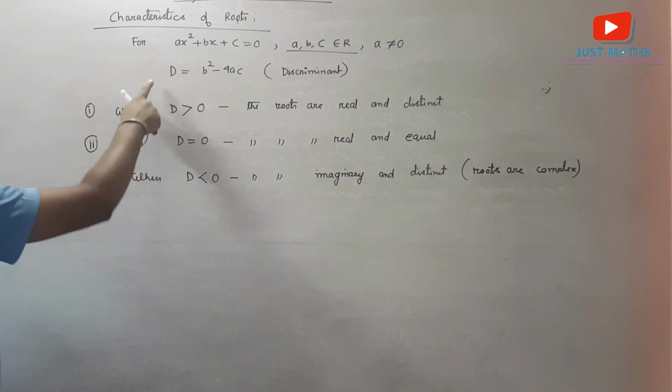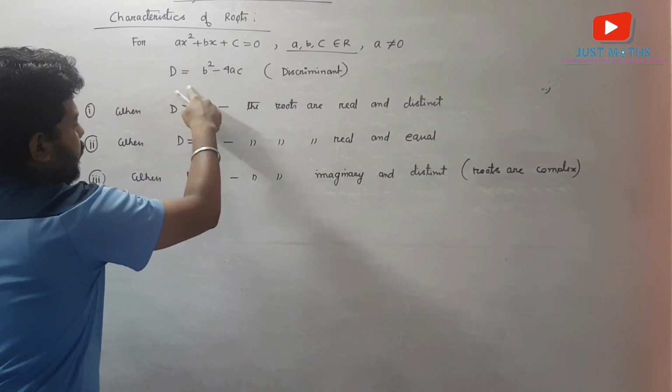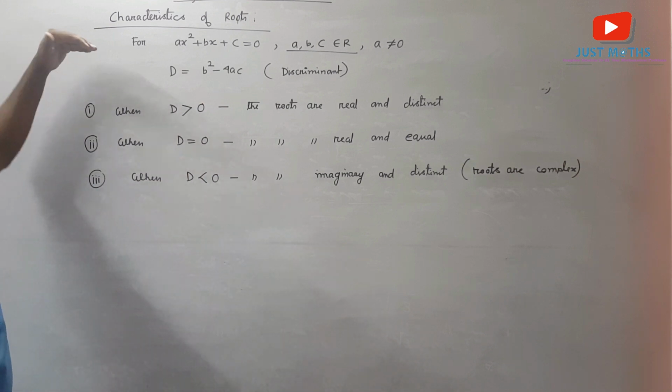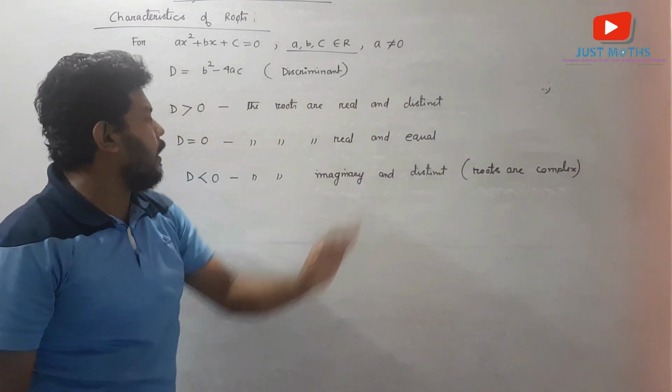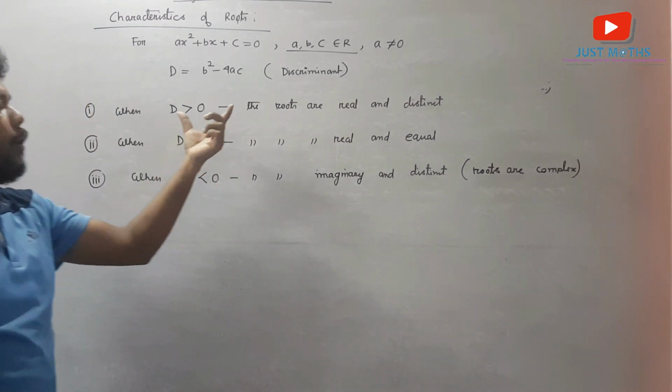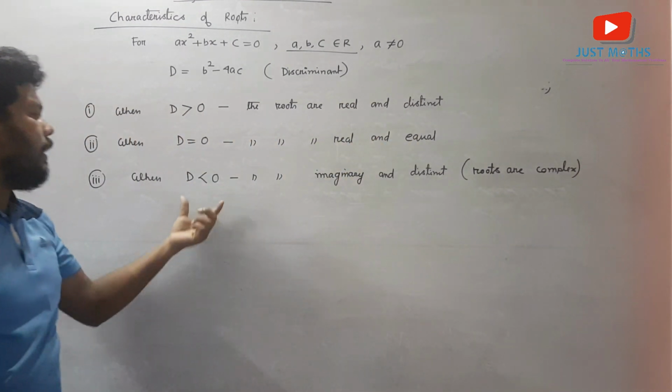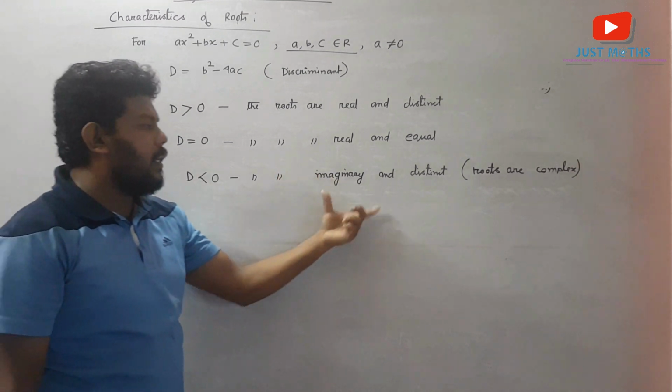Now, for D, b square minus 4ac, we can find the characteristics of roots. When D is positive, the roots are real and distinct. When D is equal to 0, the roots are real and equal. And when D is negative, the roots are imaginary and distinct.